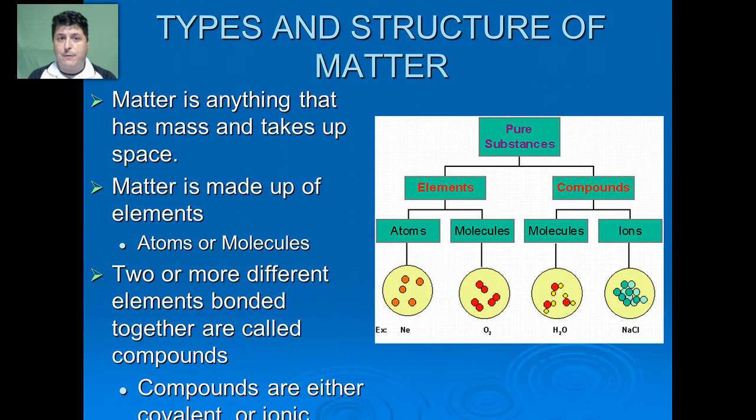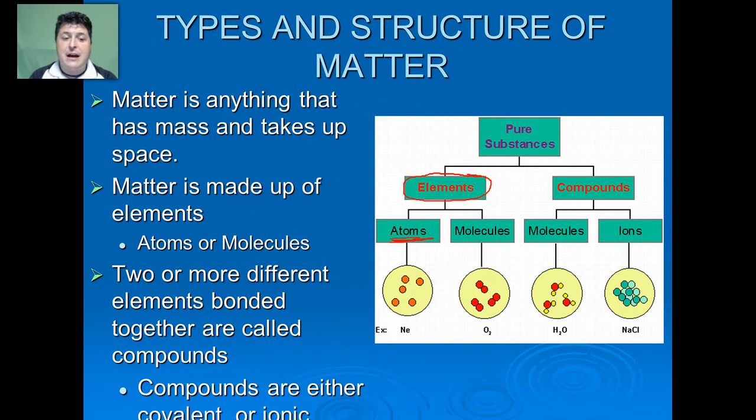Now, as you may recall from your chemistry class, matter is defined as anything that has mass and takes up space. All matter is composed of elements. Each element has a unique set of properties, and they can't be broken down into simpler substances through chemical means. Elements can exist as individual atoms.